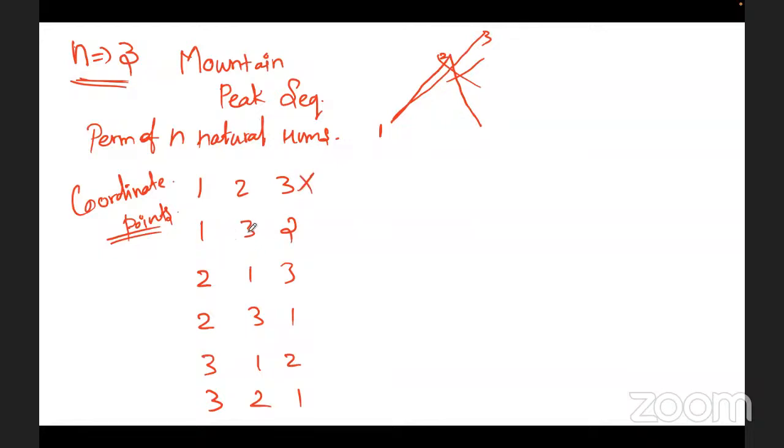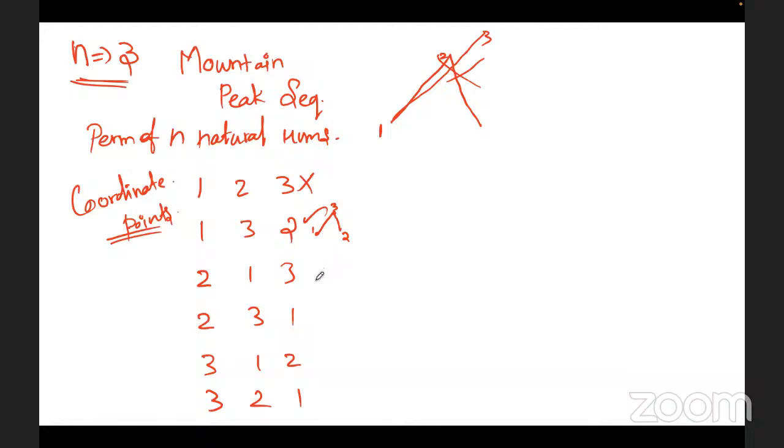Then let's take 1, 3, 2. So 1 is a lower point, 3 is a higher point. Okay. So 1, 3, and 2 is again a lower point, right? So it's a mountain peak sequence.